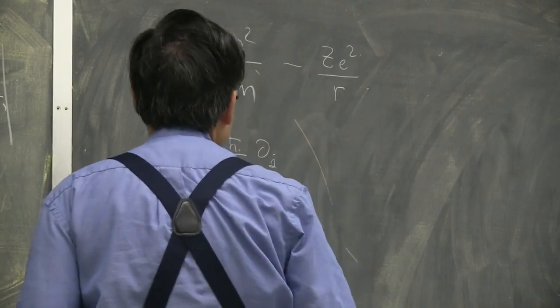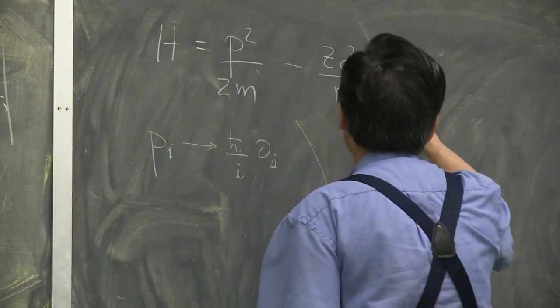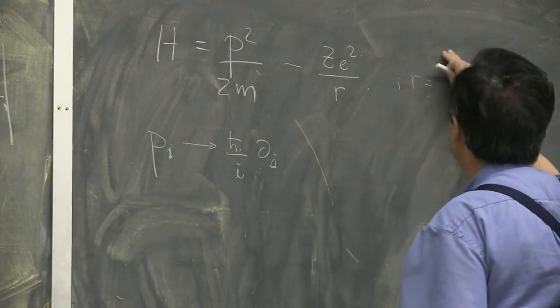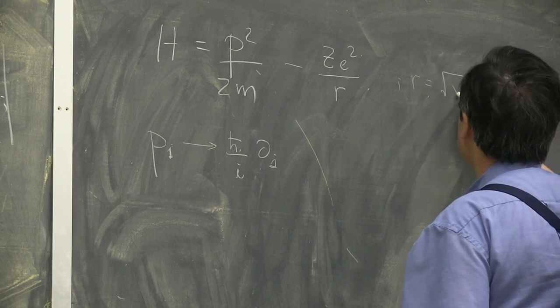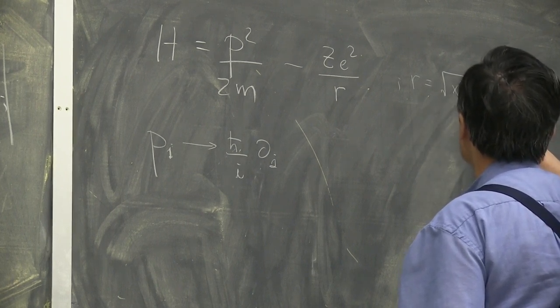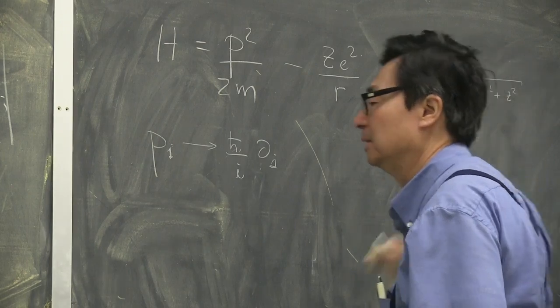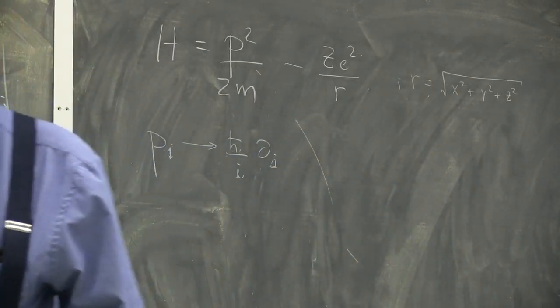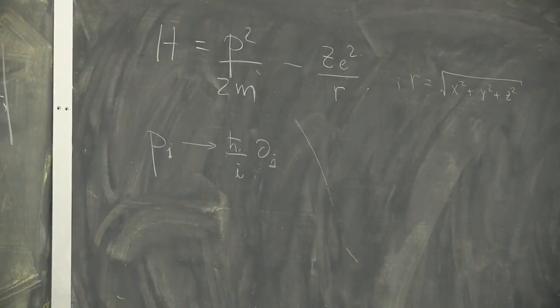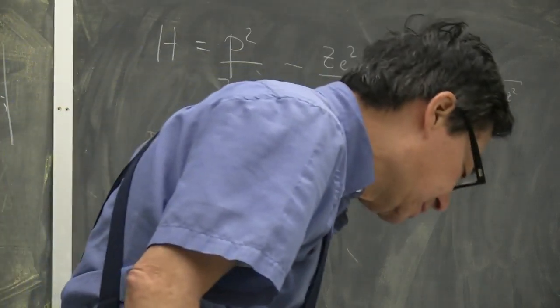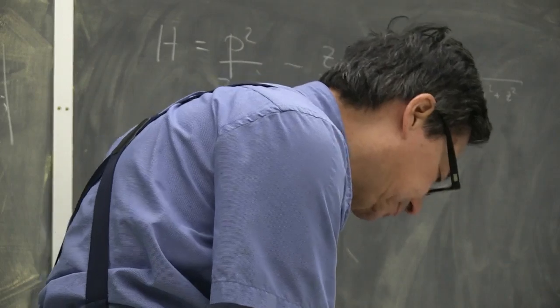Well, and r, of course, to be absolutely clear about it, r is the square root of x squared plus y squared plus z squared if you use a rectangular coordinate system to define the position of the electron. Okay. So this defines the problem for you.